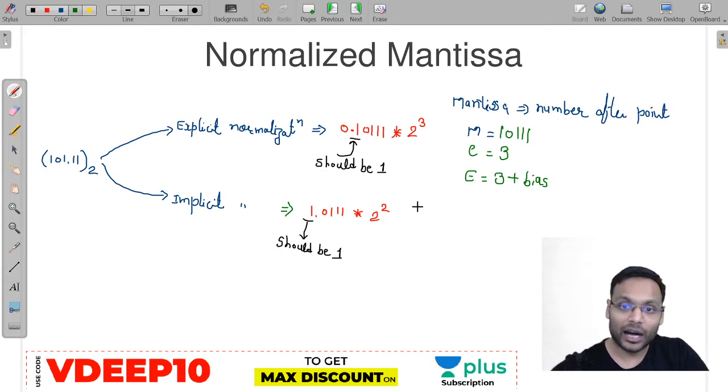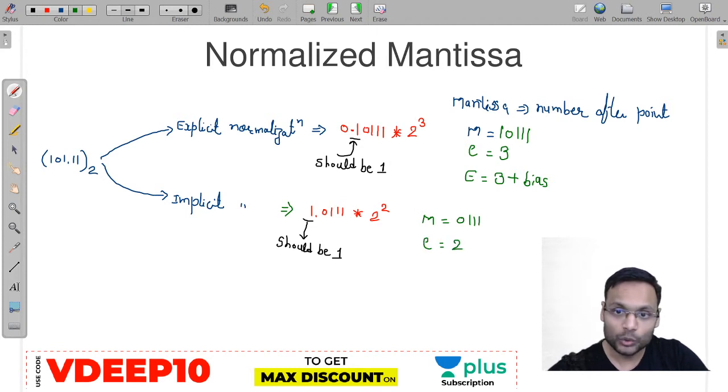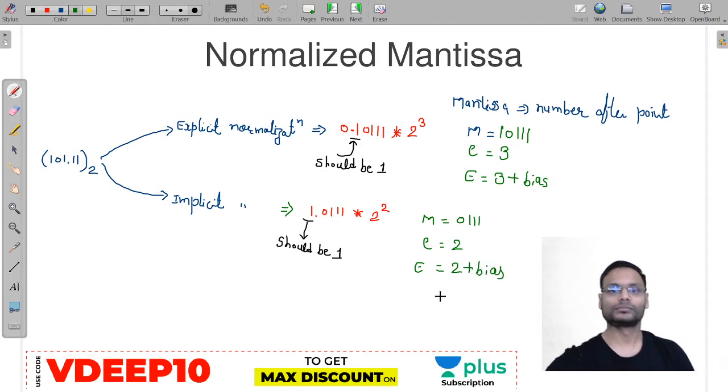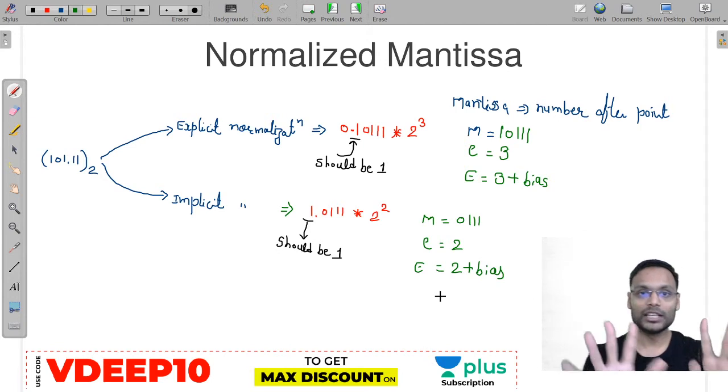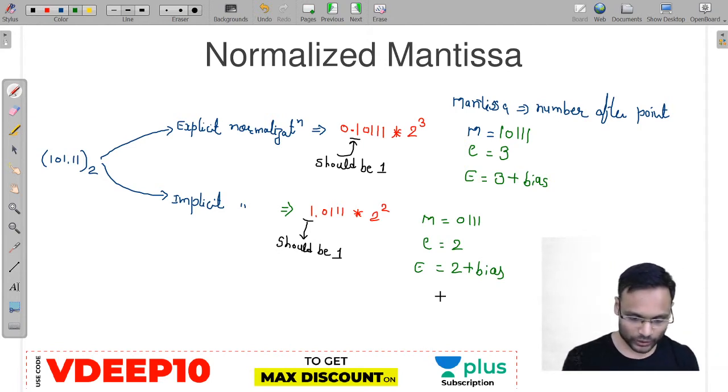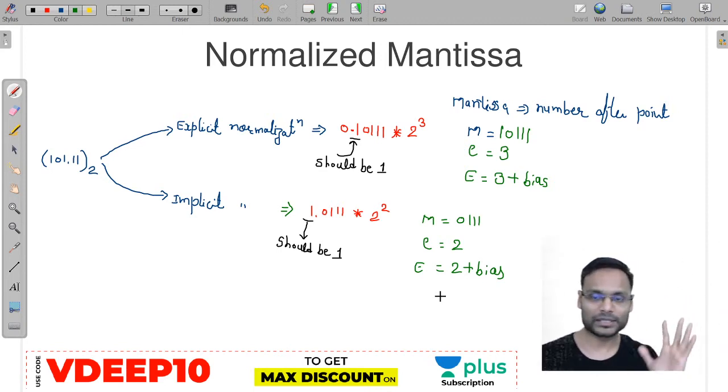Let's get our value of mantissa. Mantissa is exactly the same thing: the number after the point. What is the number after the point? 0 1 1 1. This is the mantissa. What is the original exponent I am getting? Small e is 2. Do I store 2 as it is? No, I store capital E, which is small e plus bias. I hope you guys are clear about these two types of normalization. What is explicit normalization? What is implicit normalization?